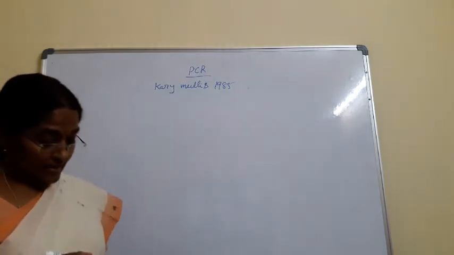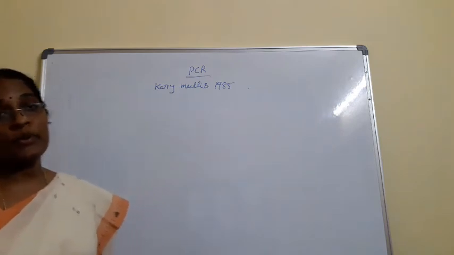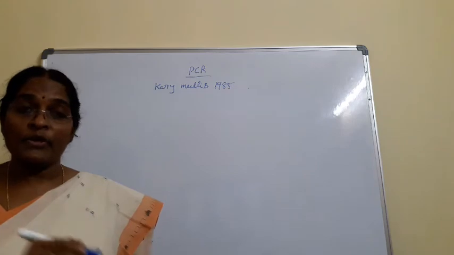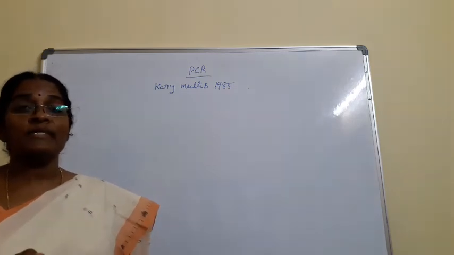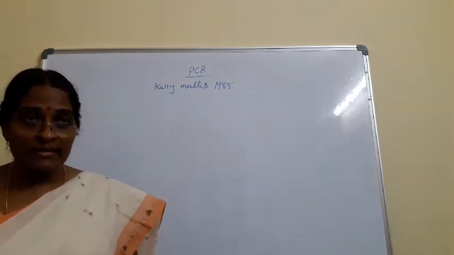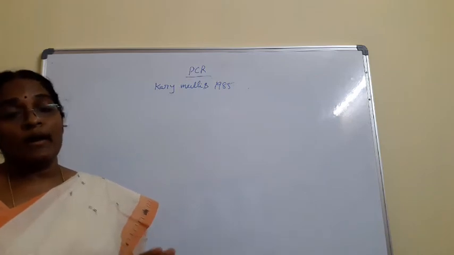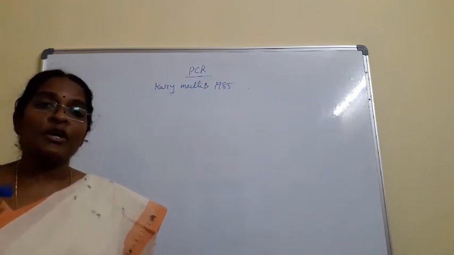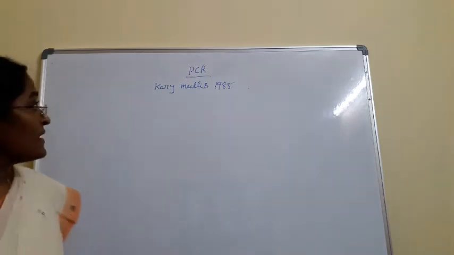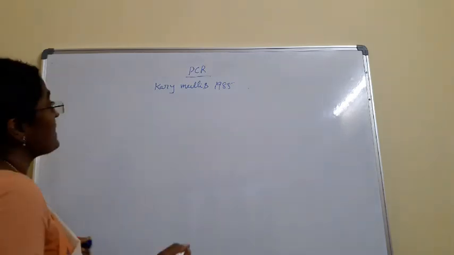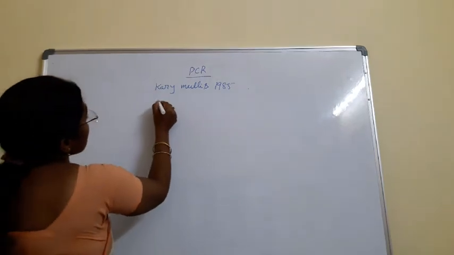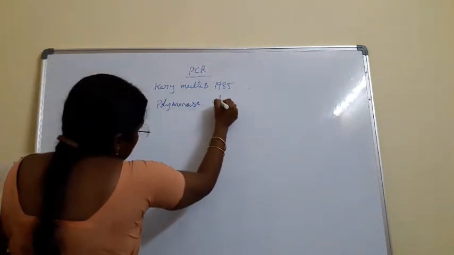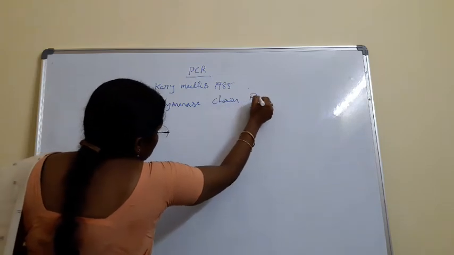A typical PCR process is used to produce millions of copies of a specific DNA sequence from the original target DNA sequence. Here, what is PCR? P stands for polymerase, C stands for chain, and R stands for reaction.